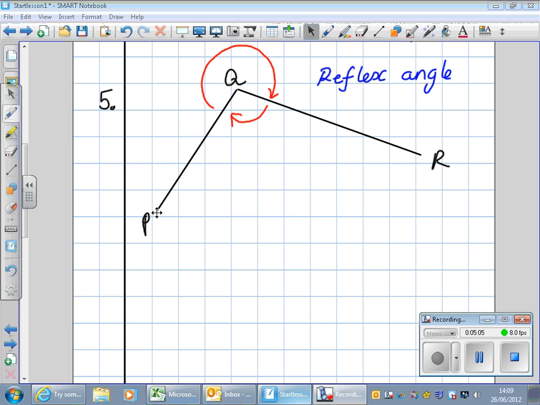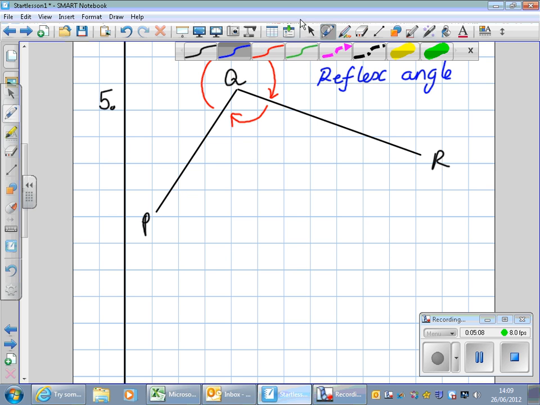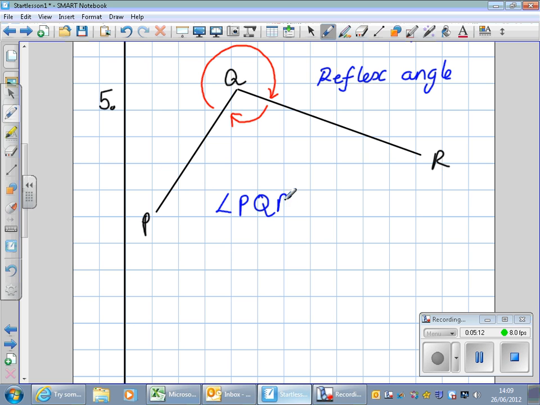So this is the angle PQR. When it comes to notation, PQR, we generally refer to the acute angle. We might, if we wanted to draw attention to the reflex one, write the reflex. I'll make it clear. PQR.